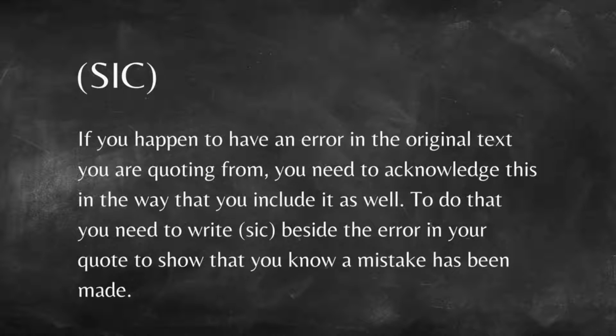Another thing that you should be aware of is the use of SIC in brackets. Now, this is only used really to show that there's an error in the original text that you still chose to incorporate into your work. So if you happen to have an error in the original that you're quoting from, you need to still acknowledge it so that your reader knows that you've acknowledged that as well. And that's how you do this, is just putting SIC in brackets beside the mistake.